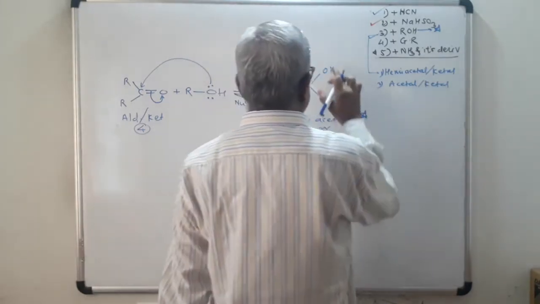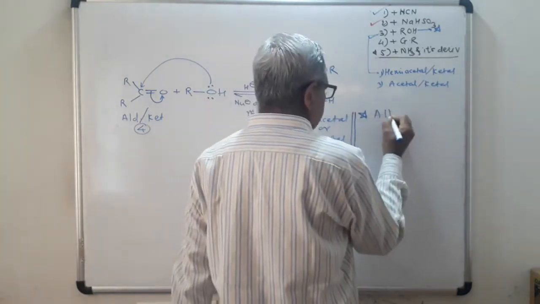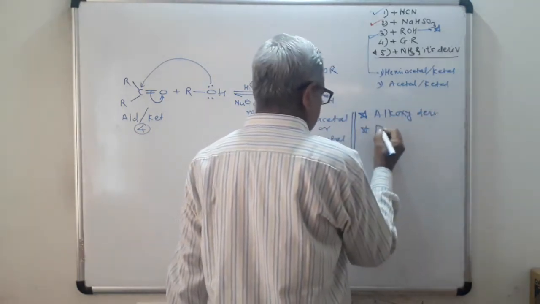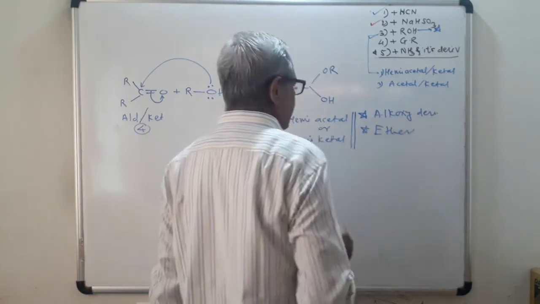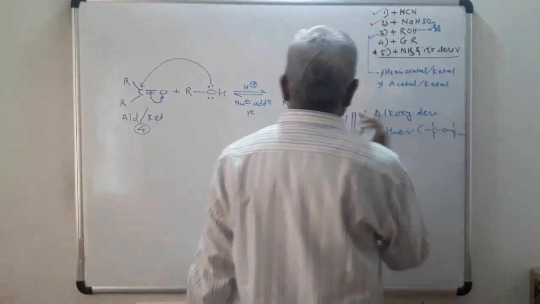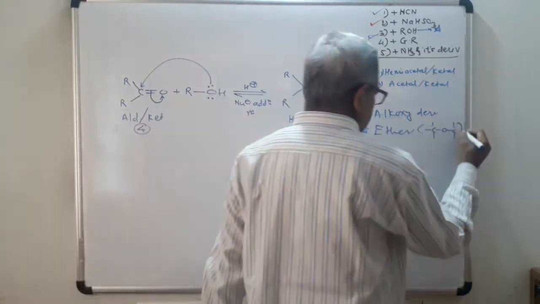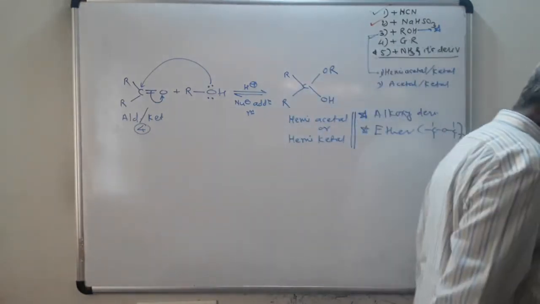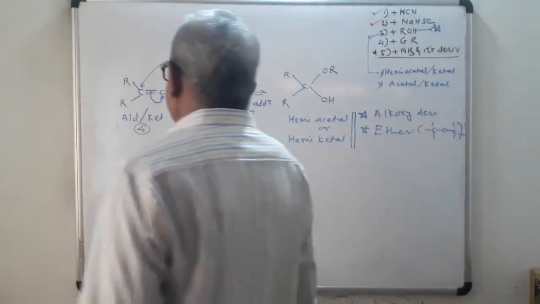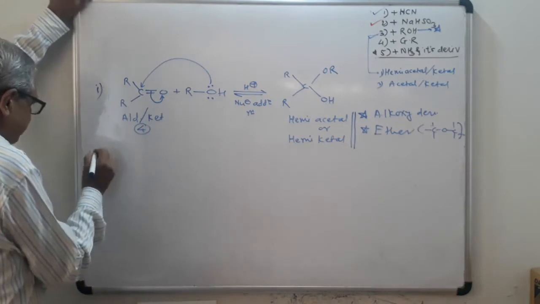This is O, here is OR. It is an alkoxy derivative. It is an ether, because ether has the functional group C-O-C, and here the alkyl group is CH3, therefore it is a hemiacetal or hemiketal. This is your first step. Now I will explain the second step.